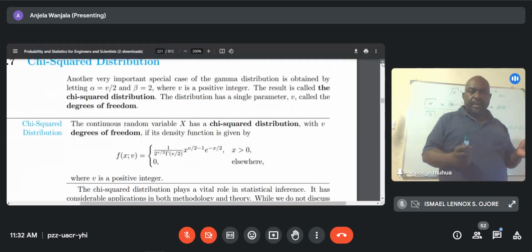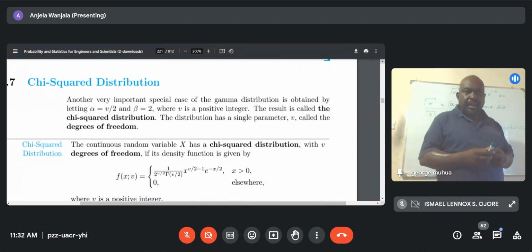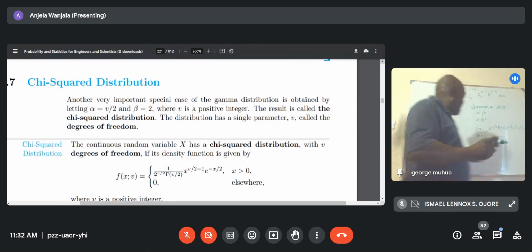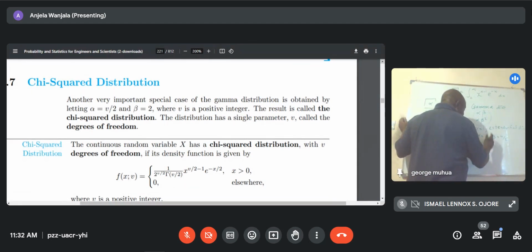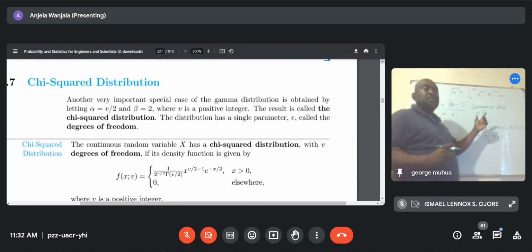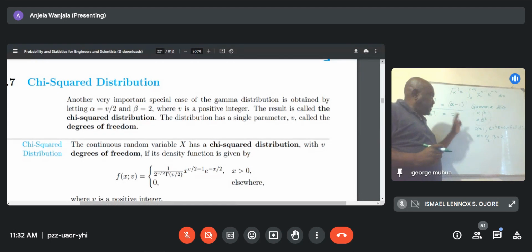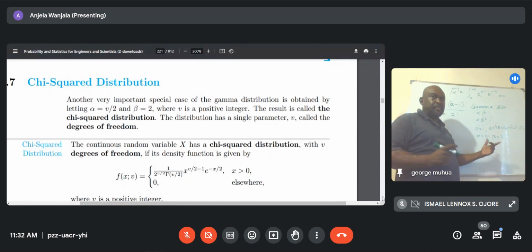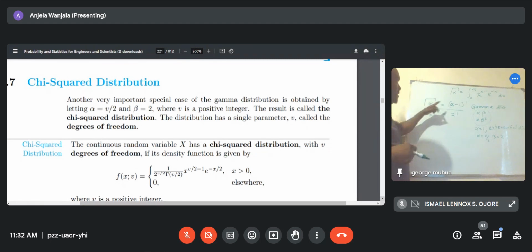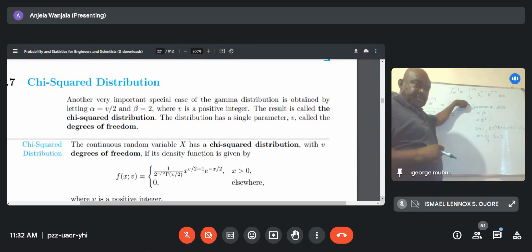Yes, so that chi-square, you will find it when alpha is equal to, I think I've done it the other way around, alpha is equal to n over 2, and beta is equal to 2. So these are now special cases of the gamma distribution. These have what we will call later on degrees of freedom. Especially for the chi-square, we will use what is called degrees of freedom. I'll explain that later. But now, I just wanted you to appreciate the gamma distribution.